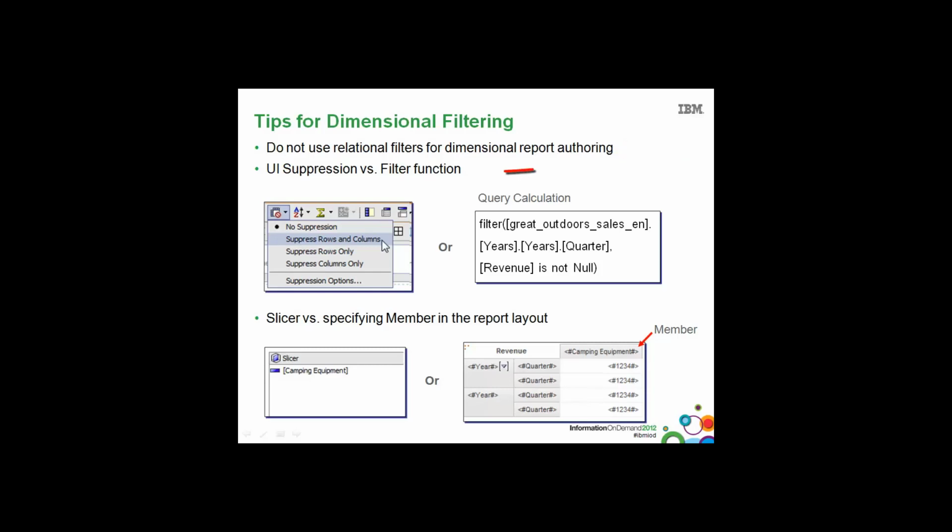One of the items that I'd like to show you in the following demo is using UI suppression versus using the filter function. Now, the filter function is a dimensional function that can be used to focus your dimensional data. Lastly, we'll look at using slicers versus specifying a member in the report layout. In some instances, people will put a product line in the report layout and then slice on product line with a product line member. And we'll show why this may not be such a good idea.